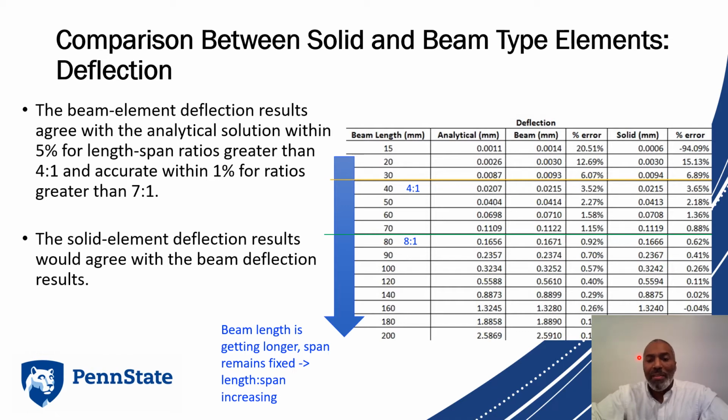Now, if we look at our percent errors, they are very high for both the beam and the solid at our 15 millimeter length. 20% for the beam, 94%, so almost double, for the solid element. But you can see that these quickly drop off. Once we get to about a 4:1 aspect ratio, we're down to about 3.5% error in both cases. Once we get to an 8:1 aspect ratio, we're down to about 2/3% for our solid element and about 1% for our beam.